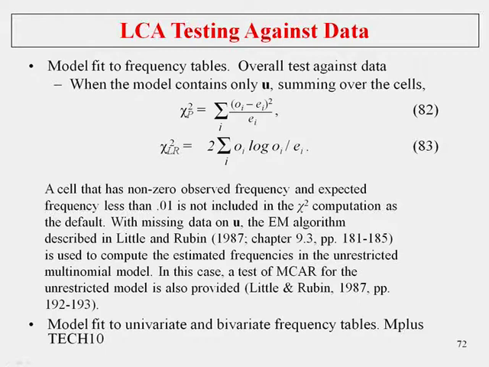O, by the way, is the observed frequency, which is perfectly fitted by the H1 model, the unrestricted multinomial model. So one can think of O as E under H1, whereas E is the model estimator under H0.